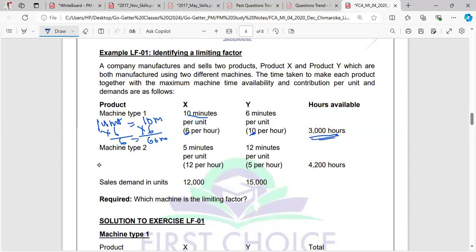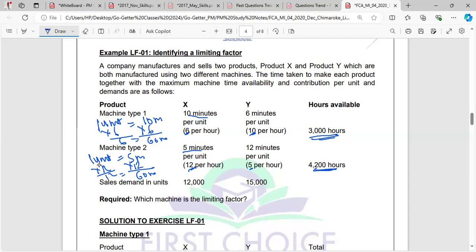Now for machine type 2, 5 minutes for one unit. So 1 unit equals 5 minutes. 5 times 12 is 60 minutes, so you multiply by 12. That means 12 units in 1 hour. There's a reason why we are converting to hours, because your machine availability is in hours and not in minutes.